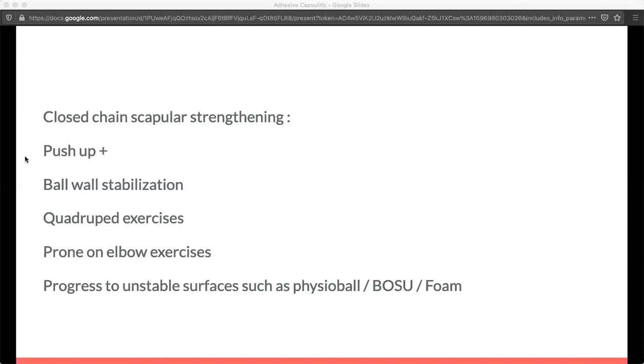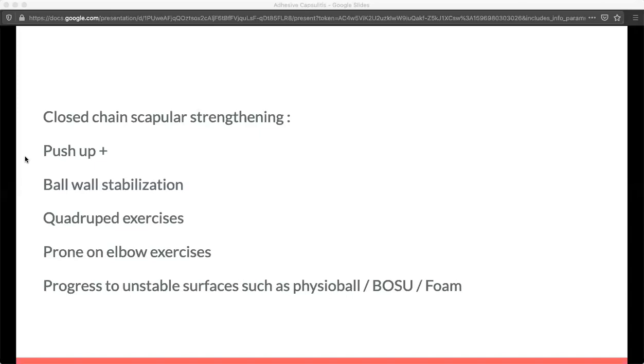Quadruped exercises. So patients in a quadruped, they can do a push-up plus, they can do a push-up plus and a T on the other side or a row on the other side. Or they can do a quadruped exercise and then move their lower limbs into extension, or they can do chin tucks with quadruped, push-up plus. So many variations possible in the quadruped.